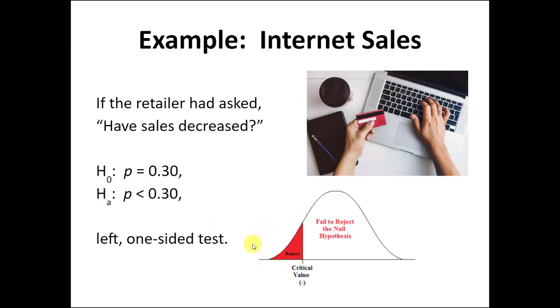So we're just looking for extremely low values. Because low values are in the left side of the normal curve, this would be considered a left one-sided test. Or another way to say this is a left one-tailed test, because it's just working with the left tail.